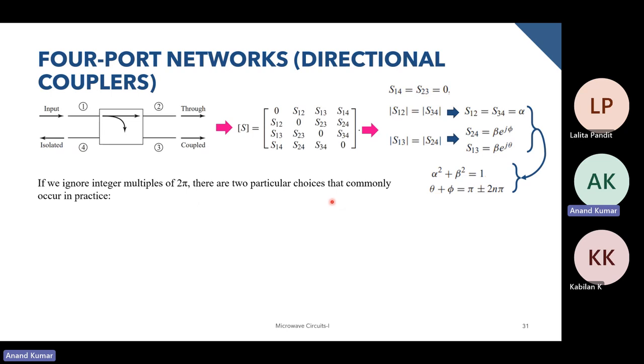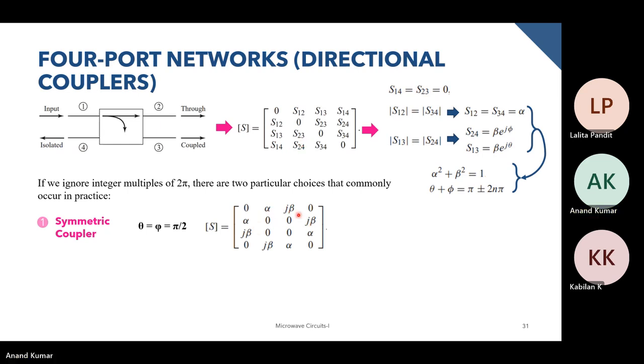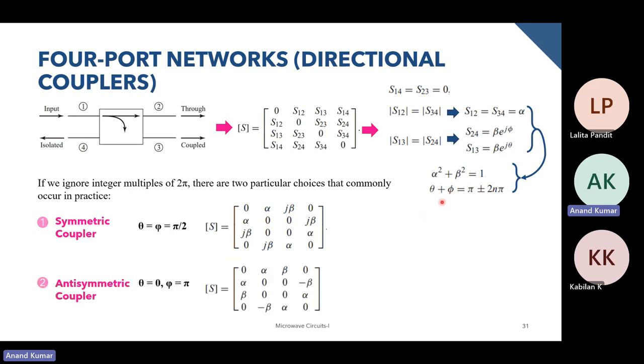If we ignore the 2n pi terms and just take this condition, we can get two types of matrix. The first one is a symmetric coupler, in which we get these entries as alpha, j beta and alpha, for theta equal to phi equal to pi by 2. So we have kept theta and phi both pi by 2. The other case would be if we keep theta equal to 0 and phi equal to pi; in that condition we get the anti-symmetric coupler. So these are the two popular results, though we can have any arbitrary values for theta and phi. These are two standard results that we often use.